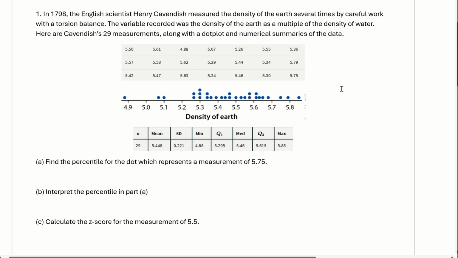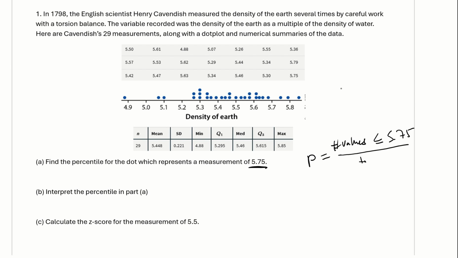So remember, to calculate the percentile, it says find the percentile for the dot, which represents a measurement of 5.75. So we need values less than or equal to 5.75. The percentile is the number of values less than or equal to, in this case 5.75, divided by the total and times 100. So 5.75 is right here, and we want everything to the left of that. We're going to count all of these dots.